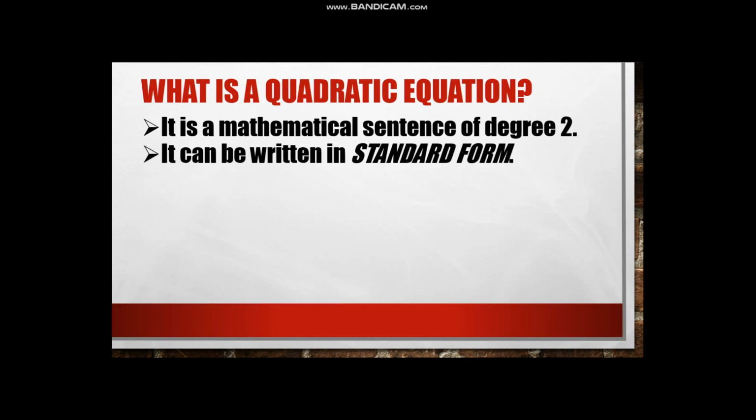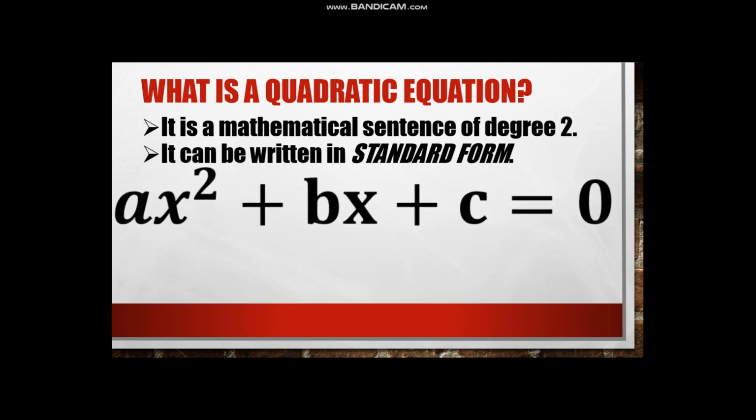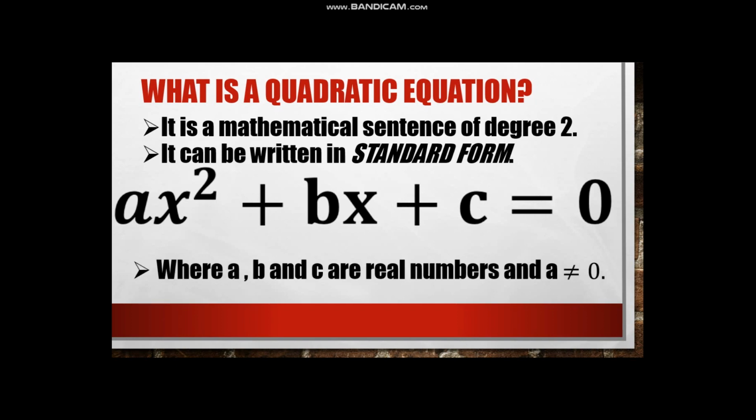It can be written in standard form. But what is the standard form of a quadratic equation? Are you ready? The standard form of a quadratic equation is ax squared plus bx plus c equals 0, where a, b, and c are real numbers and a should not be equal to 0. Please take note of this.